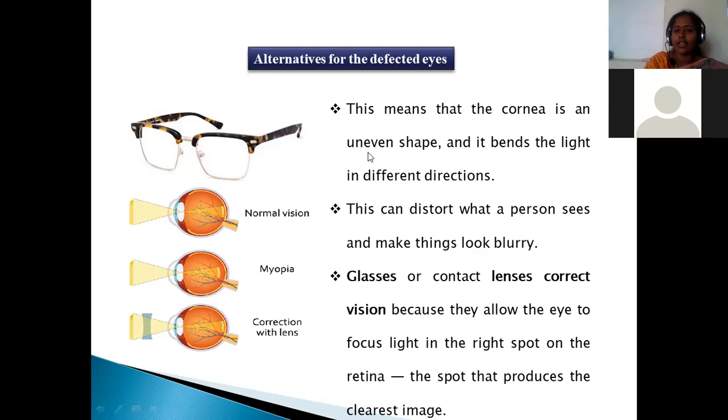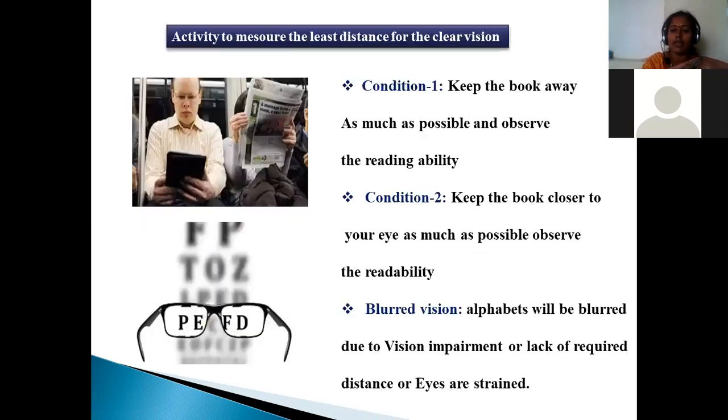Okay. This means that the cornea has an uneven shape. If the shape of the cornea is deformed, or the distance between the retina and the cornea is changed, in that case, what happens? Instead of clear pictures, we observe the pictures in a blurry form, right? So glasses or contact lenses are the alternatives in order to treat this visionary impairment. We may use either optical lenses, or contact lenses can also be applied in order to treat this visionary impact, right?